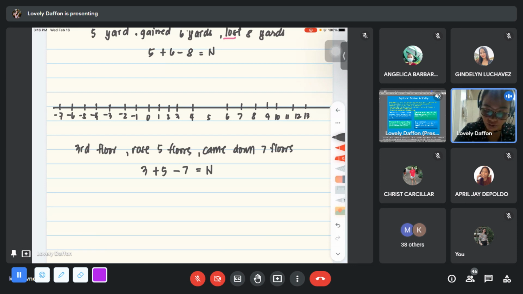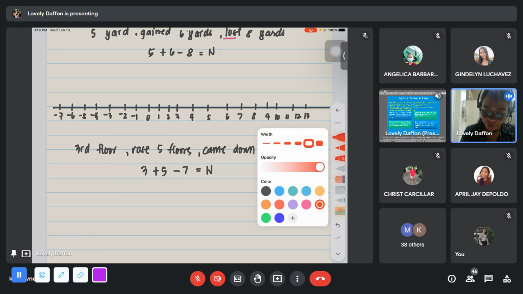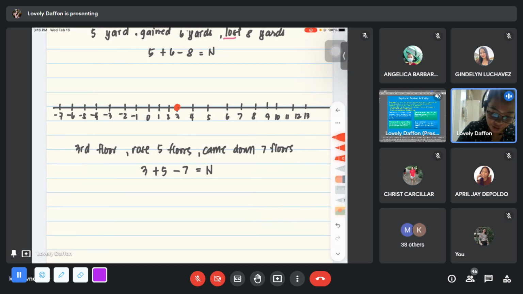Okay, let's try to answer this one on our number line. Let's start with the third floor. And then you have rose 5 floors: 1, 2, 3, 4, and 5. So rose 5 floors and then came down 7 floors. You have 1, 2, 3, 4, 5, 6, and 7. So you have here already on 1. So our answer is 1.